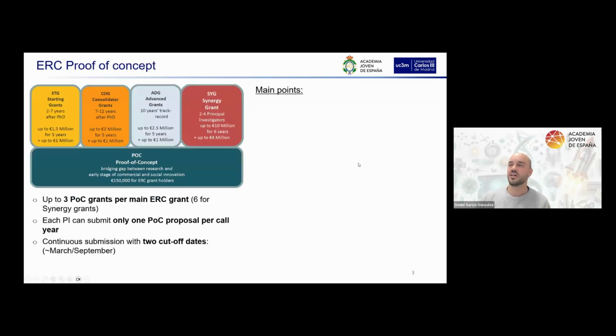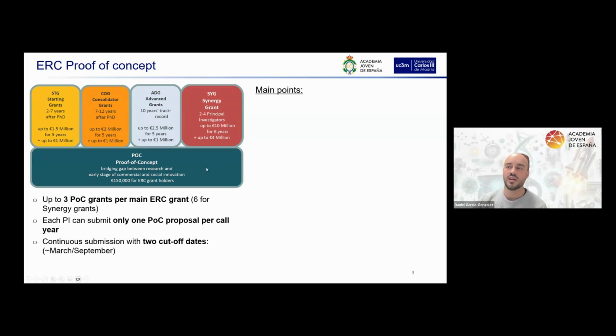Okay, so let's start. I guess everybody is familiar with starting, consolidator, advanced, and synergy grants. So these are the different years that you can apply. Now you know that in 2027, we're gonna change this range a little bit. And just to mention, I tried to introduce all the questions you provided, so we have tried to put all the information in this first presentation.